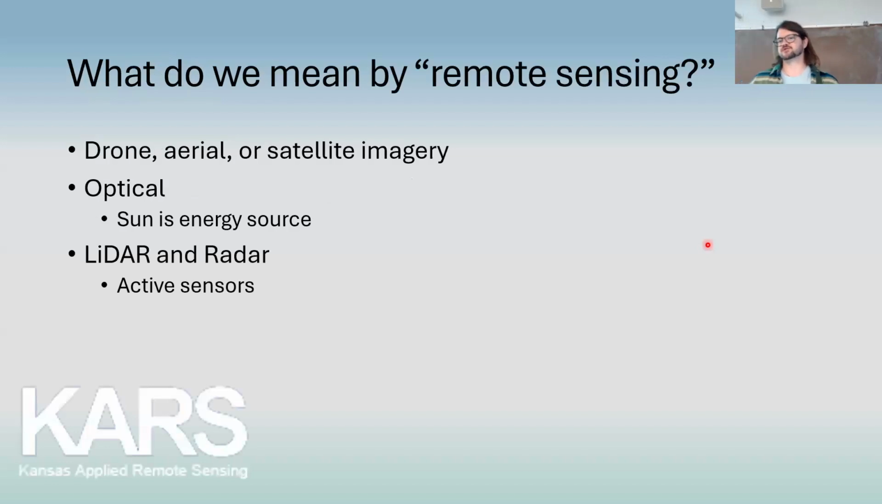So first of all, what do we mean by remote sensing? The term can mean a lot of things, but generally in the Kansas applied remote sensing context, we mean drone, aerial, so like an airplane, or satellite imagery. Today we're going to be looking mostly at optical remote sensing. So the sun is our energy source, and we're looking at how objects reflect the sun's radiation.